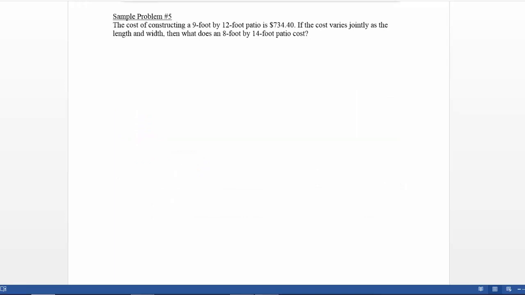Okay, so we start with the cost of constructing a 9 by 12 foot patio, and it tells us that the cost varies jointly with the length and the width. We were given the length and the width, and we were given a cost, so the cost varies directly or jointly with length and width, and we have our constant of variation there. Now I just take the information that's given and plug it in.